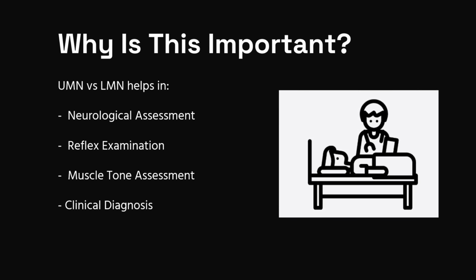Before learning the differences, let us understand why this topic is important. Many students think that UMN versus LMN is just an exam question. Actually, it is much more than that. Whenever a patient comes with weakness, paralysis, abnormal tone, or altered reflexes, one of the first questions a clinician asks is: is this an upper motor neuron lesion or a lower motor neuron lesion? Because that immediately tells us where the problem might be located.